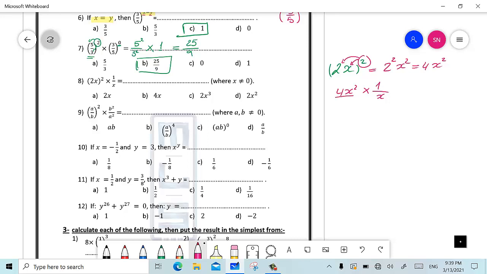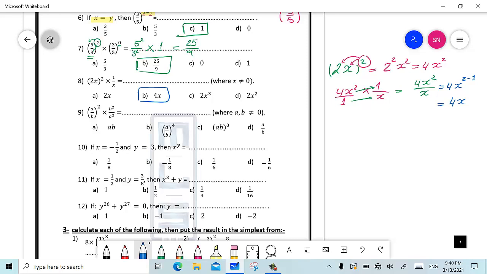4x squared is as if it is 4x squared over 1. When we are multiplying fractions, I go and multiply the numerator together and the denominator together. So this is going to be equal to 4x squared over x. Now I have two variables. They are having the same base and I want to divide them together. So this is going to be equal to 4x to the power of 2 minus 1, because we know when we divide, we subtract powers. So this is equal to 4x. So my last answer here is 4x.